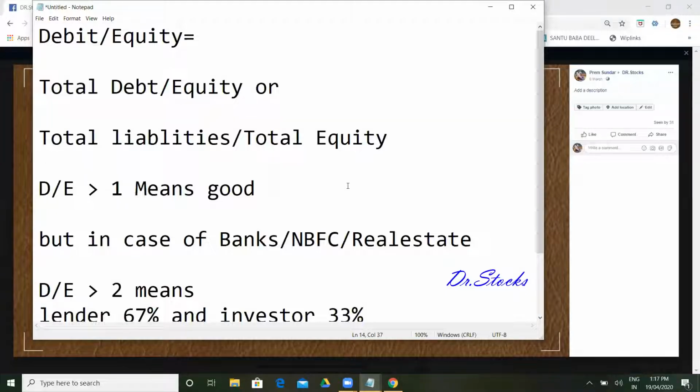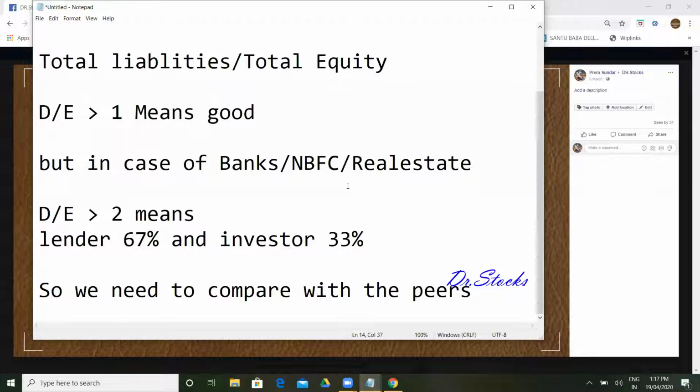So in this case, right? The debt to equity should be less than 1. It should be less than 1. It means that it is a very good company. But in the case of banks, NBFCs, and real estate, we cannot attain this.